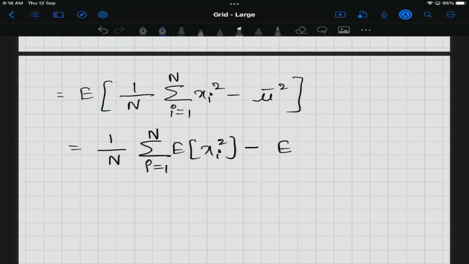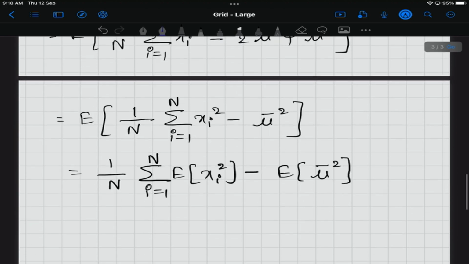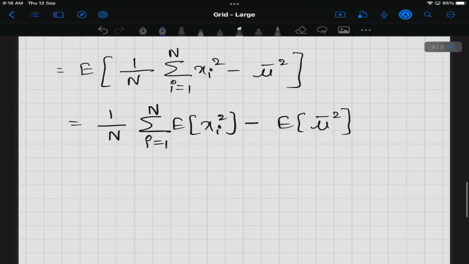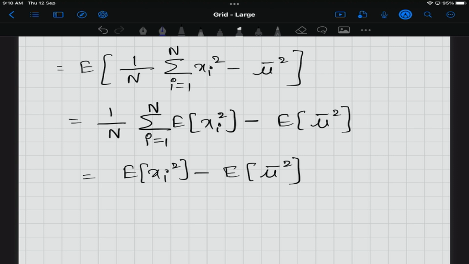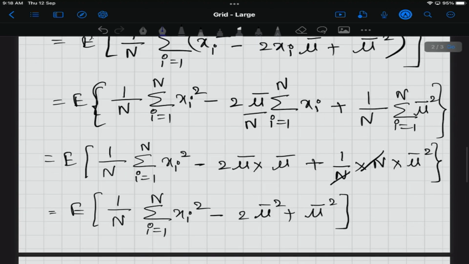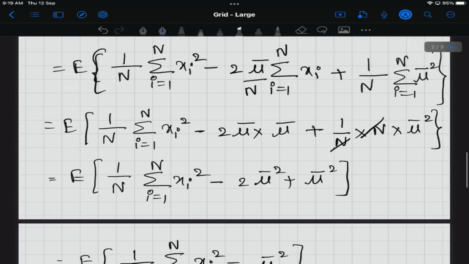Okay, so now just take this expectation inside. Minus expectation of mu hat square. Yes, this 1 by n I already took inside, and now I am taking this expectation inside the summation. So now the summation is anyway independent, since this is an expectation term. So now I can write this as expectation of xi square minus expectation of mu hat square. Yes. Am I making any mistake? Fine.